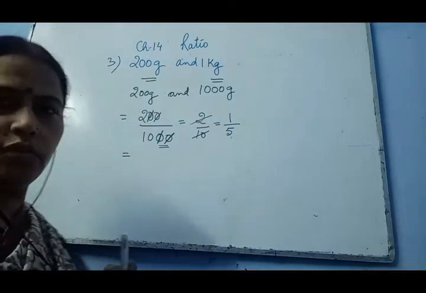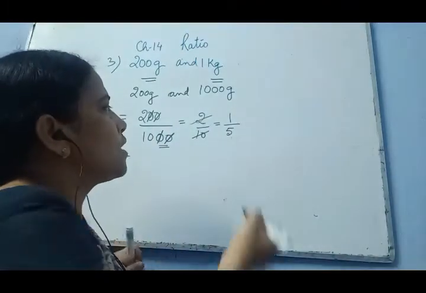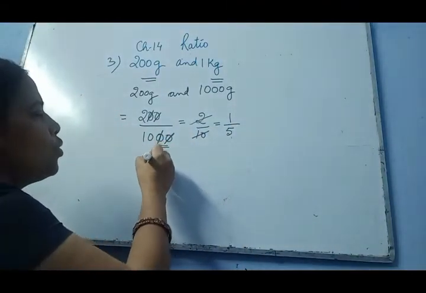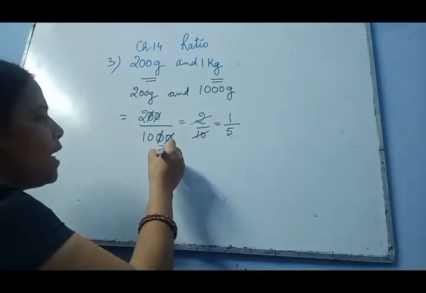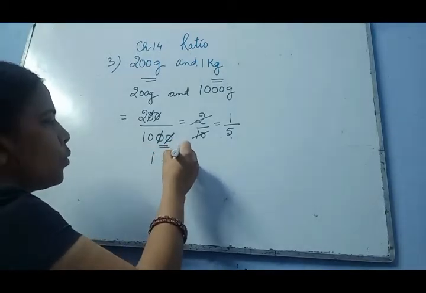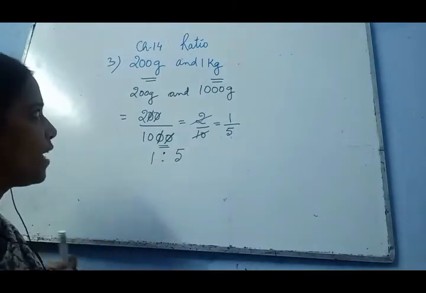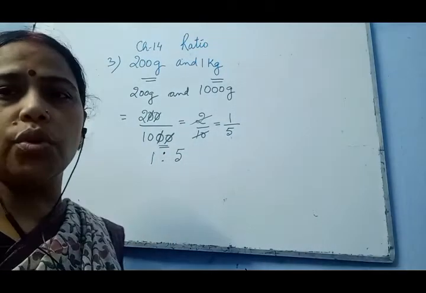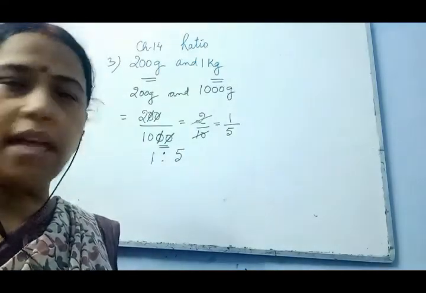Now I cannot further divide this. So this is 1 by 5. So the ratio of 200 gram and 1000 gram is 1:5. So this is the ratio of 200 gram and 1 kg.